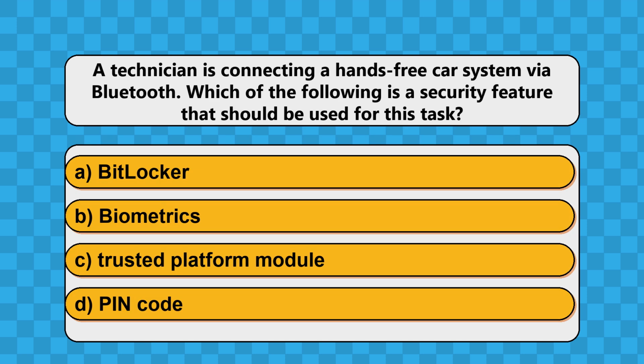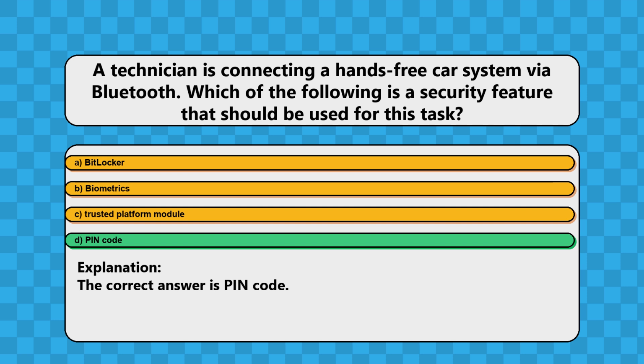Question 28. A technician is connecting a hands-free car system via Bluetooth. Which of the following is a security feature that should be used for this task? Option A. BitLocker. Option B. Biometrics. Option C. Trusted Platform Module. Option D. PIN code. The correct answer is option D. PIN code.